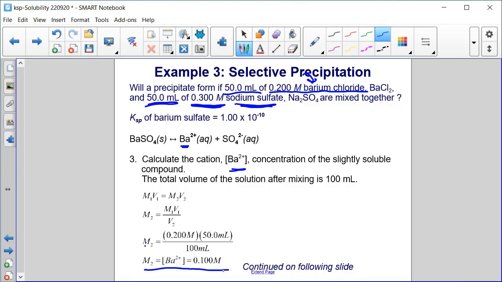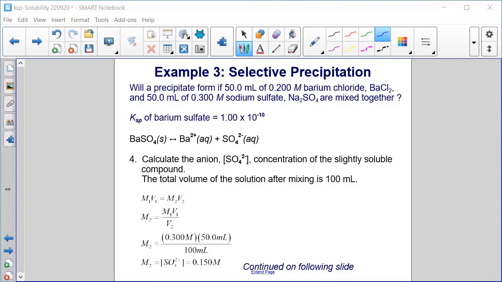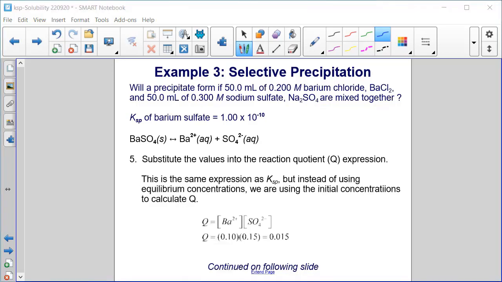That makes sense. So we're going to do the same thing for the sulfate. So initially we have 0.3 molar sulfate in 50 milliliters. And we combine it, it's eventually in 100 milliliters. So the concentration of the sulfate is 0.150 molar. Now that we have the concentrations of the barium and sulfate ions, we can substitute those values into the reaction quotient or Q expression. This is the same expression as KSP, but instead of using equilibrium concentrations, we're using those initial concentrations after the mixing.